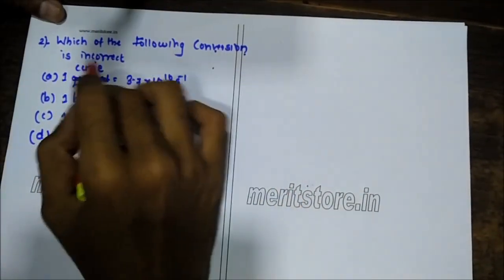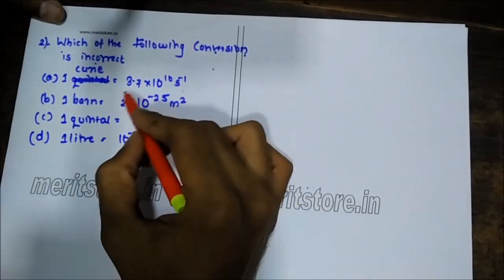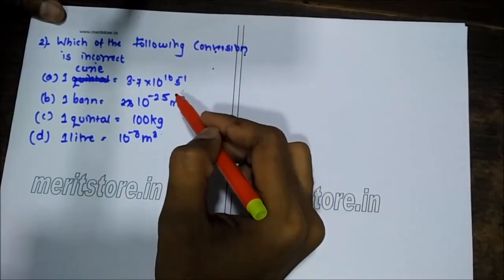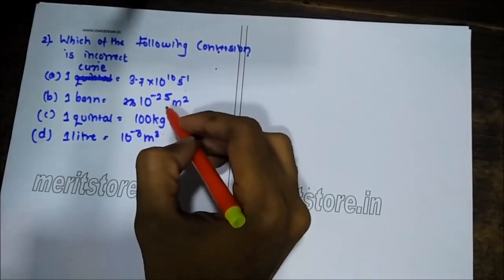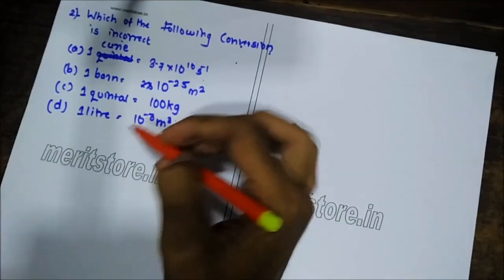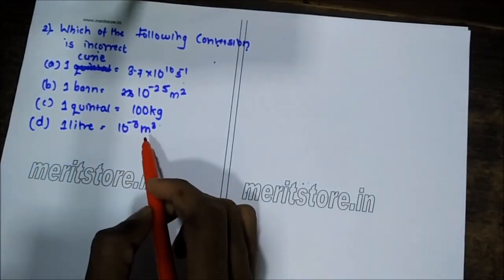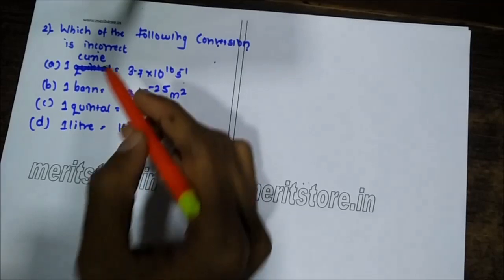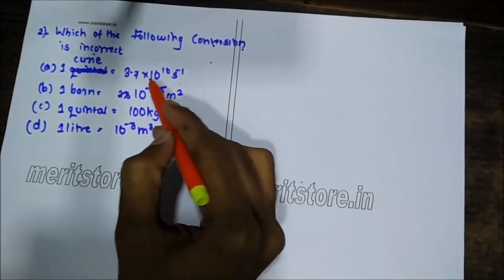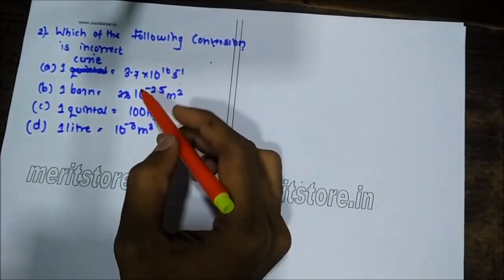Which of the following conversions is incorrect? 1 curie is equal to 3.7 into 10 raised to 10 per second. 1 barn is 10 raised to minus 25 meters square. 1 quintal is 100 kgs, or 1 liter is 10 raised to minus 3 meter cube. Okay, so 1 curie is, yes, 3.7 into 10 raised to 10 per second.